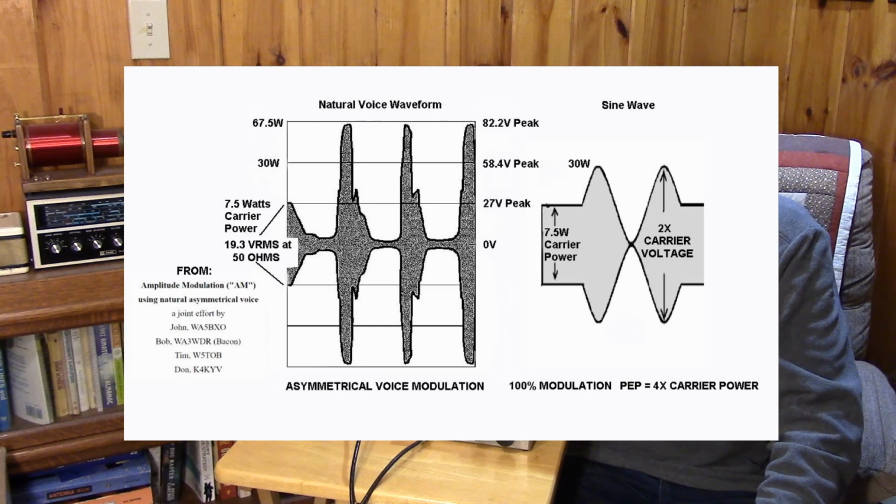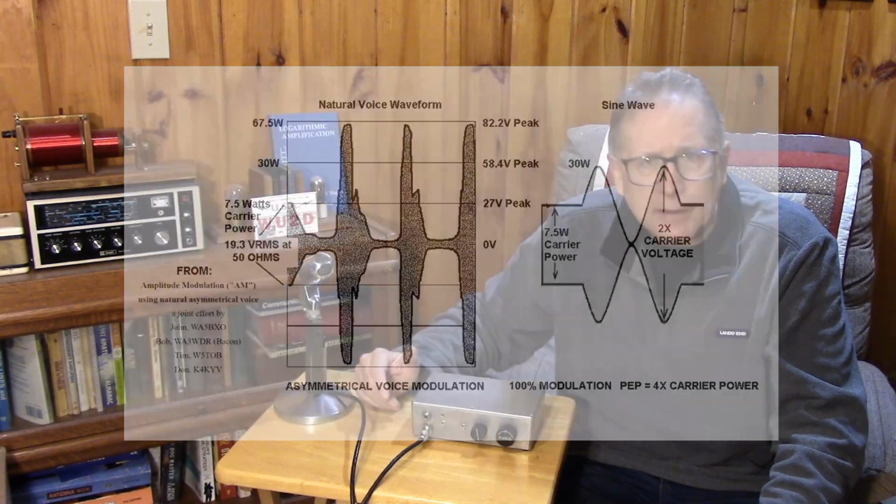Have you thought of doing some negative peak limiting and possibly increasing your modulation from 100% to maybe 125% or 130 or 140% upward modulation? So that means we need something called a speech processor.